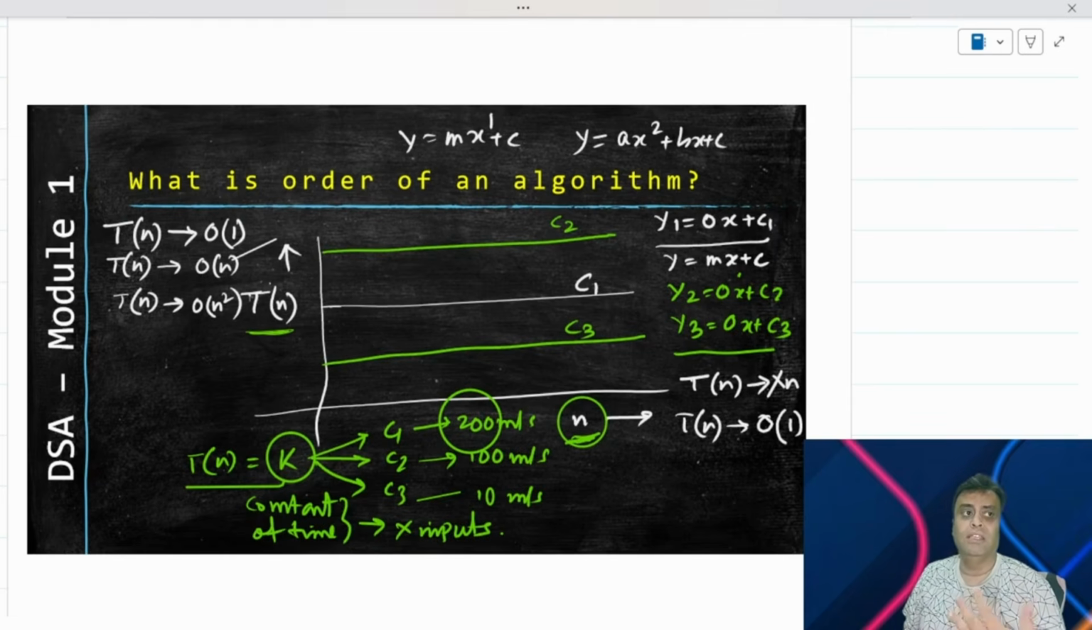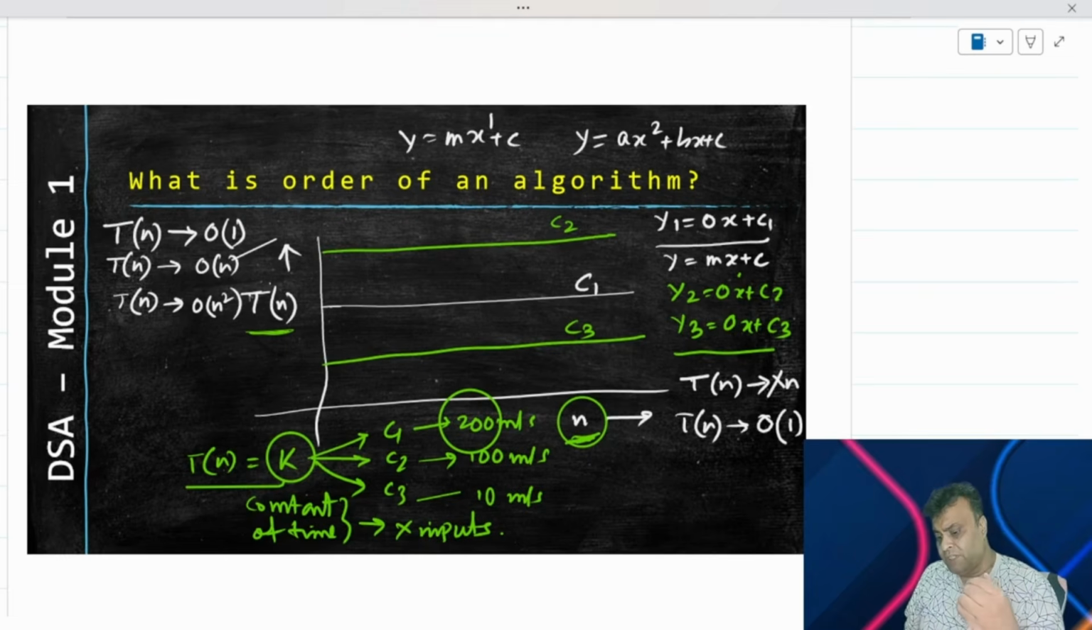You will achieve a particular time which follows a particular equation, which could be a linear equation, a polynomial equation, a quadratic equation, a cubic equation, or a logarithmic equation. It doesn't matter. All that matters is it is changing with the inputs in some manner. The more inputs you give, the more the time taken, and the nature of the curve will be different for different classes of polynomials.